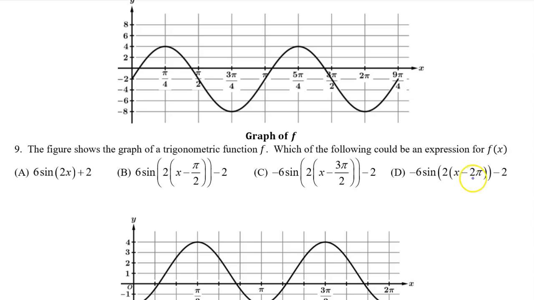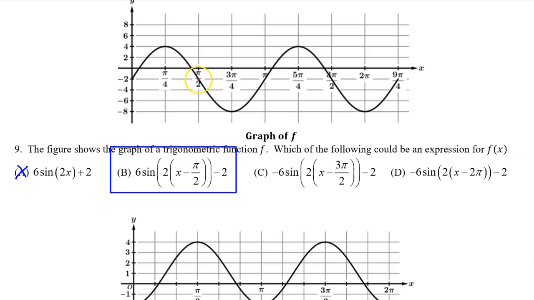Let's do the same thing for number 9. Focusing on option A, it is immediately out. We see the d value of positive 2, meaning that the midline would be y equals positive 2. This is not the midline. The midline is indeed y equals negative 2, which we see on all of the other options. So A is out. Now focus on option B. We see a c value of negative pi over 2. Therefore, the phase shift of option B is positive pi over 2.